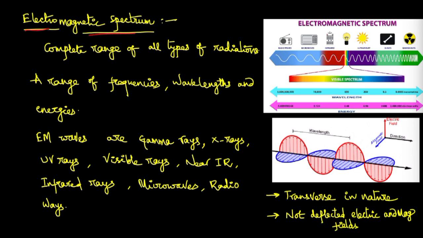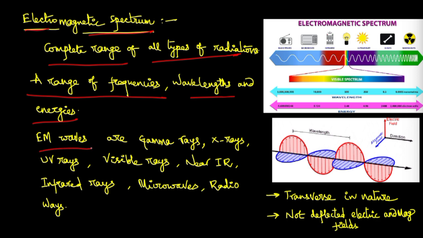Electromagnetic spectrum. The electromagnetic spectrum is nothing but the complete range of all types of radiations. This electromagnetic spectrum gives us a range of frequencies, wavelengths, and energies. The electromagnetic waves are gamma rays, X-rays, ultraviolet rays, visible rays, near infrared rays, microwaves, and radio waves. These electromagnetic waves are transverse in nature.